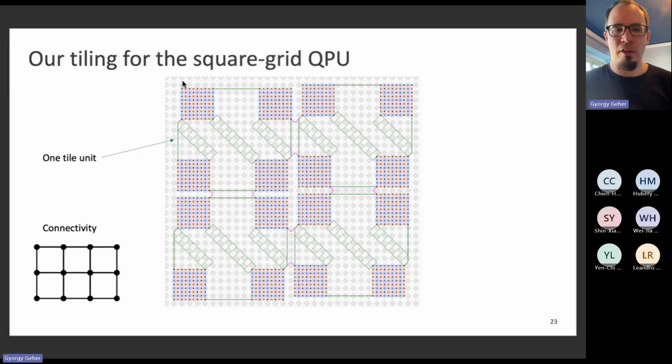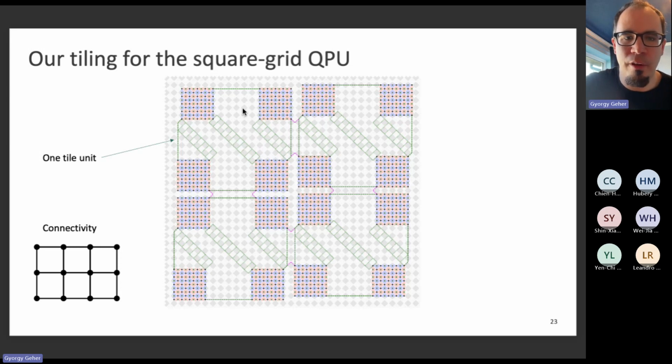So again, here is the QPU, the hardware. We laid this background lattice on top of the qubits, so every qubit is either in the middle of the square or at the corner. And so we laid out these patches in tie units. So this is a tie unit here. You can see these distance 5 patches at the corners.